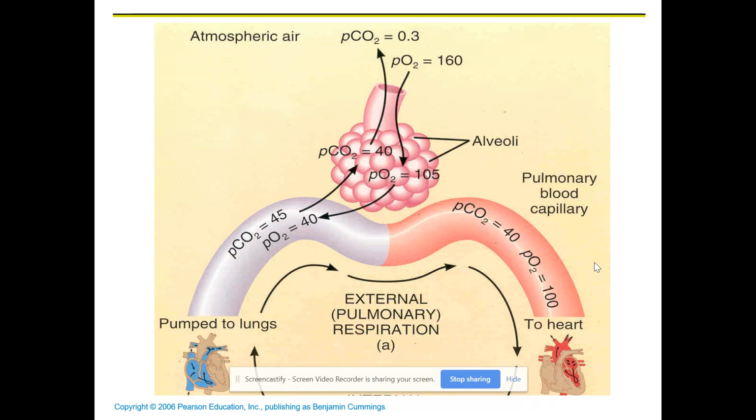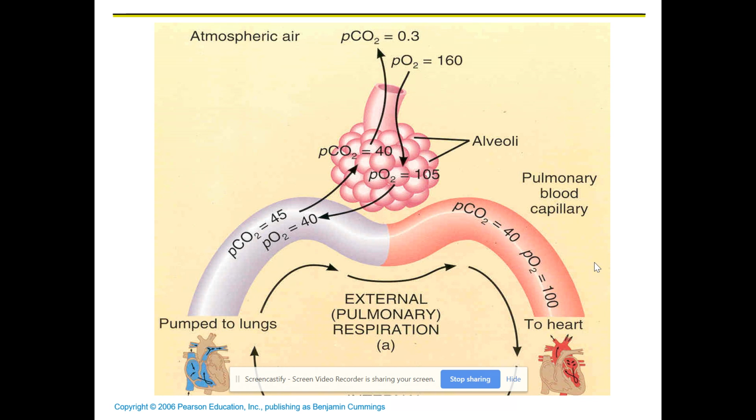When it reaches the lungs, we're going to get gas exchange. There's more oxygen in the alveolus. It will enter the blood. There's more carbon dioxide in the capillary. It will enter the air. And by the time the blood leaves the lung, it's going to look almost identical to what we saw in the alveolus. Maybe not exactly, but almost identical.